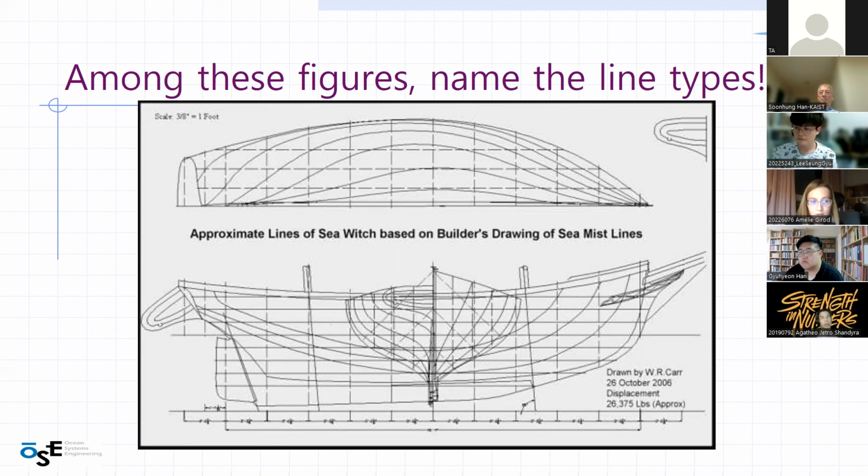Could you say the options one more time because my internet cut off a bit? Okay. So the options are body plan, and then buttock lines, and then water plane lines.